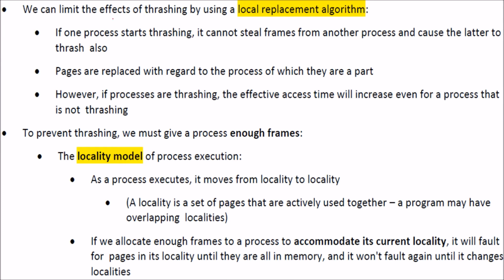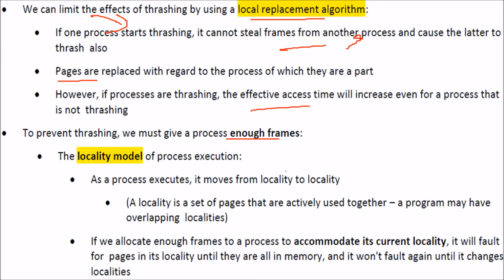So we can limit the effect of thrashing. How? By using a local replacement algorithm. If we are able to know that a process is thrashing, it cannot steal frames from others; pages are replaced with regard to the process of which they are part. You cannot take from another process, right? The effective access time will also increase. So in order to prevent thrashing, one obvious idea is to give more frames, right?